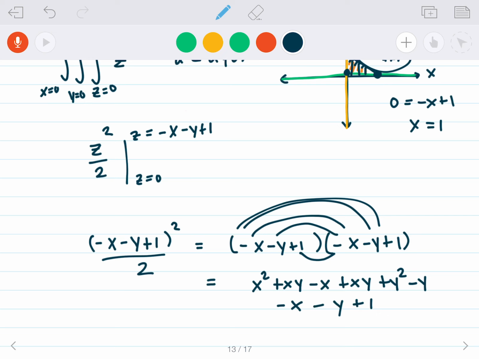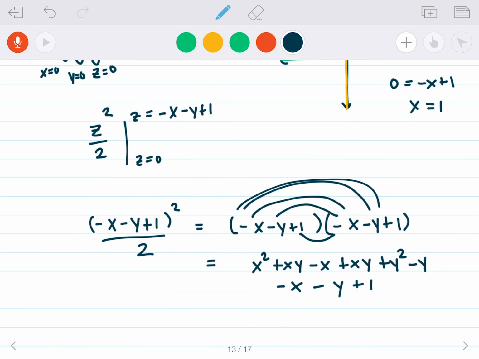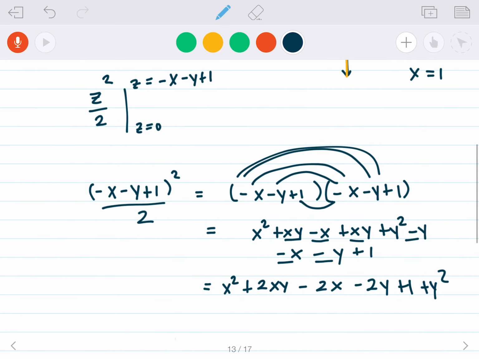Okay, do I have any like terms? Let's see. So I have x squared, and then these two can be combined to be 2xy. These can be combined to be negative 2x. These can be combined to be negative 2y. And then positive 1, positive y squared. And this is all over 2.